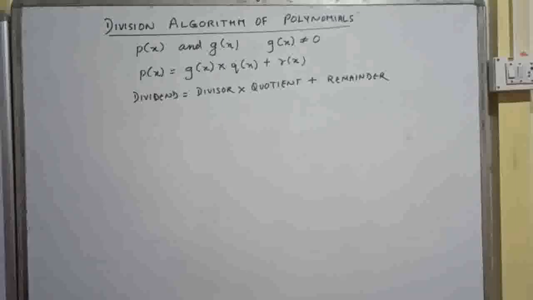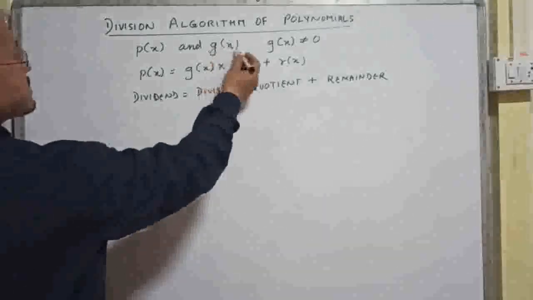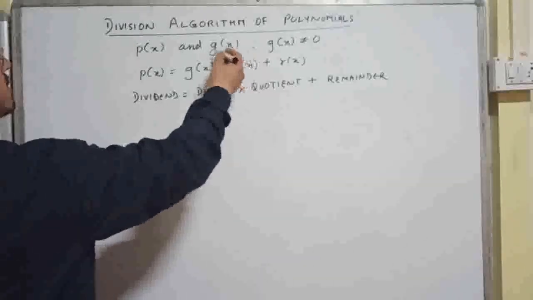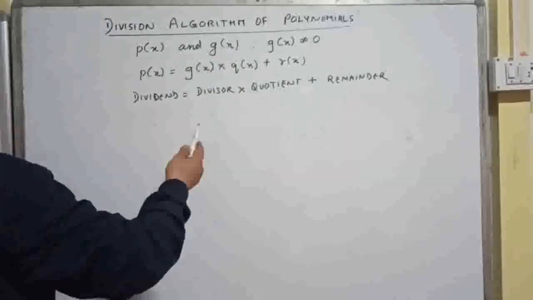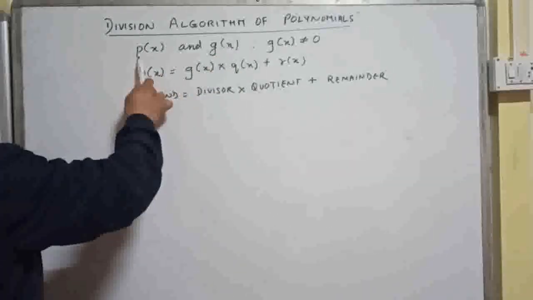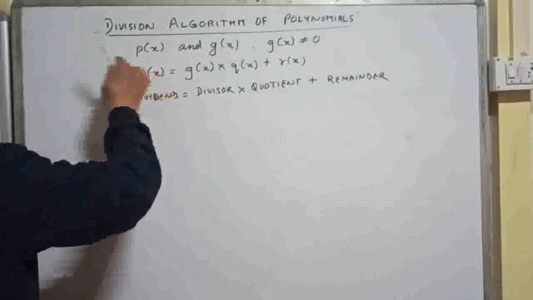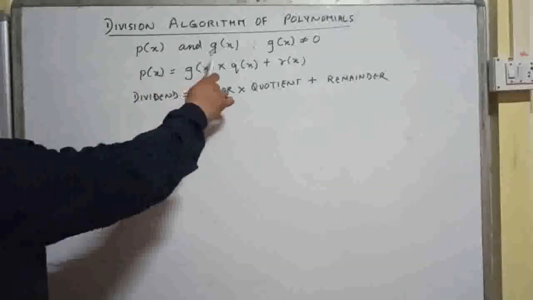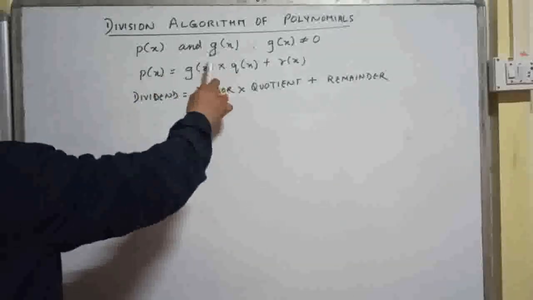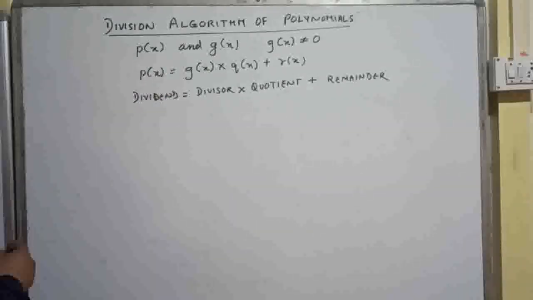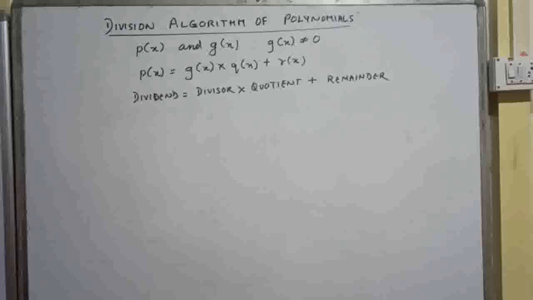We always need to take care that the degree of g(x), the second polynomial, will be either less than the degree of p(x) or equal to the degree of p(x). A divisor cannot have a degree more than the dividend. So, we'll take some examples and we'll learn how to divide.